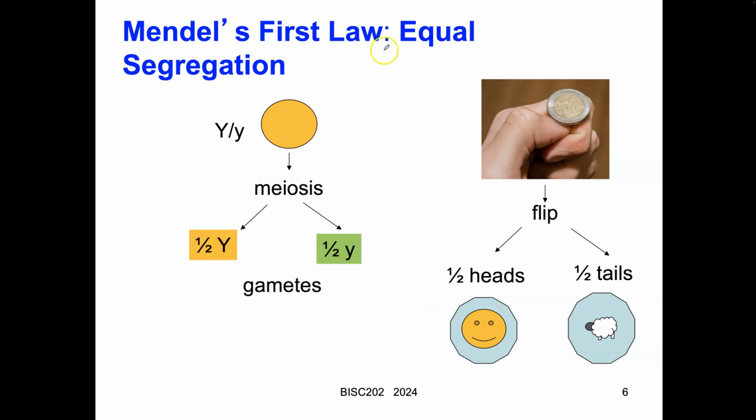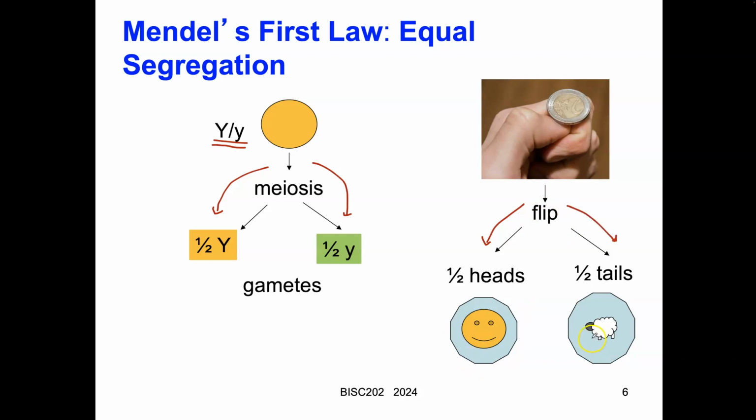So this is Mendel's first law, equal segregation. You've got an individual that's heterozygous. Equal segregation is not really relevant if an individual's homozygous, because all the gametes are going to get the same allele. It's only when individuals are heterozygous that we're concerned about it. And during meiosis, half of the gametes on average should get one of the alleles, and half of the gametes should get the other allele. And I think that the analogy to a coin toss is clear here, right?